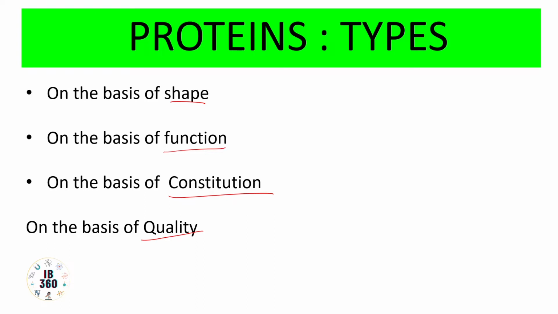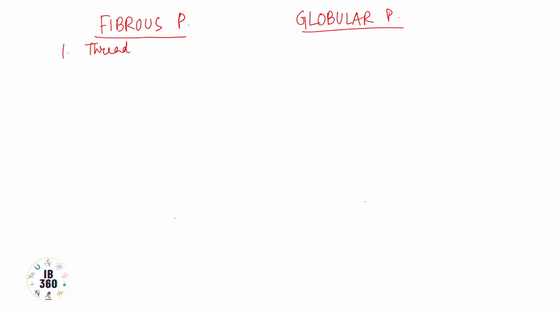On the basis of shape, proteins can be classified as fibrous and as globular. As the names suggest, fibrous proteins are thread-like, while globular proteins have a rounded outline. So that is the basic difference: they would be thread-like and they would be rounded.